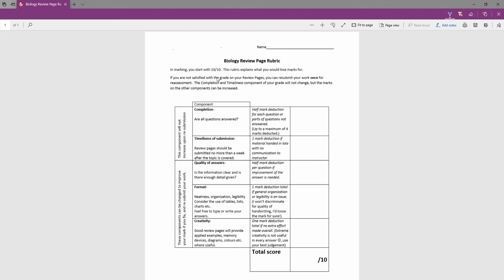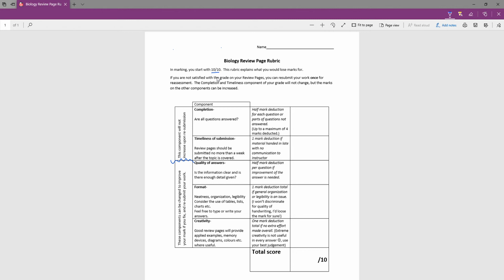So there's 5 different components that I'm taking a look at. In marking, you're basically going to start with 10 out of 10, and any of these would result in deductions. The first 2 components are fixed. So if you hand things in and you've lost marks in these 2 sections, that's fixed. If you've lost marks in these lower 3 sections, that means that you can resubmit your review pages and we can increase the mark for that review page or for that chapter's review pages.